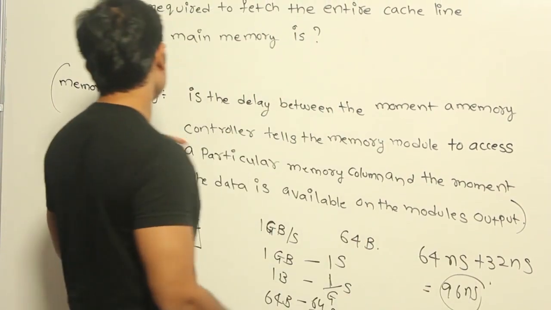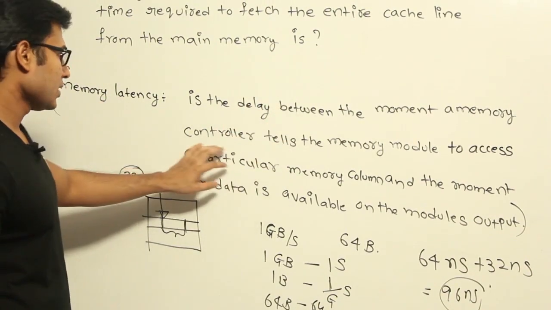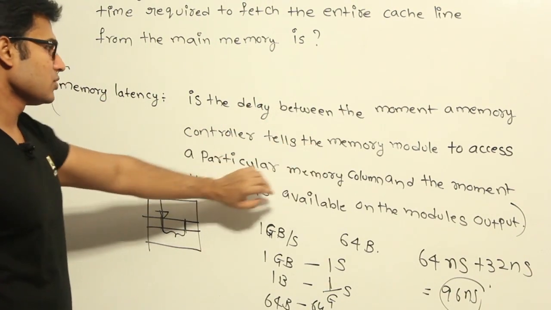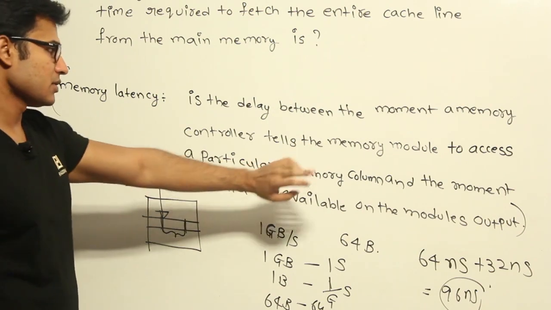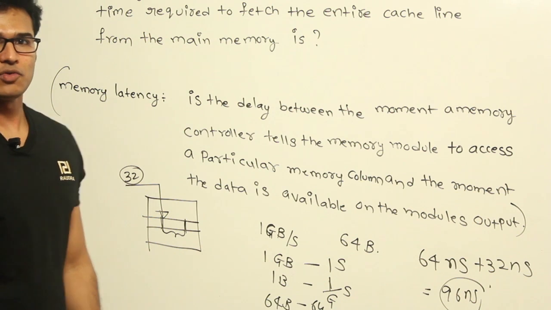Got it? Now see this. Memory latency is the delay between the moment a memory controller tells the memory module to access a particular memory location and the moment the data is available at the module's output.